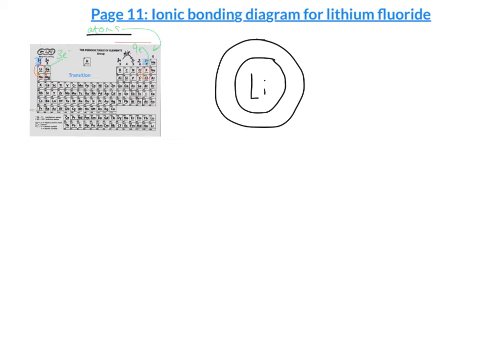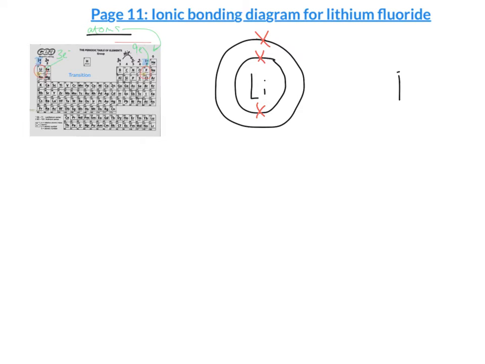Lithium's a metal, it's on the left-hand side of the periodic table, so I'm going to draw its electrons with an X. I always draw the metals with an X and the non-metals with a dot, okay? And then it's called a dot and cross diagram because you've drawn dots and crosses, okay? So there's lithium, 3 electrons, 2 shells.